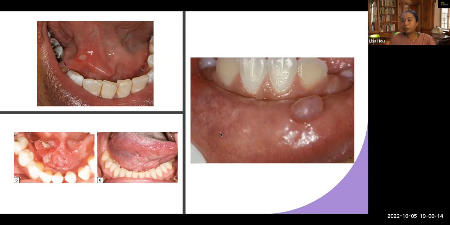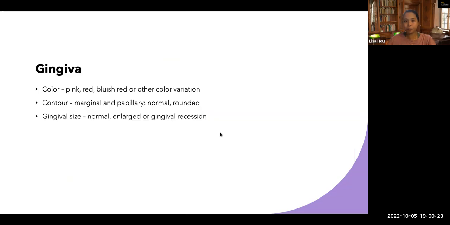Basically, mucus cysts are generally caused by the minor salivary glands. Sometimes they could also be caused by lip biting as well as trauma.